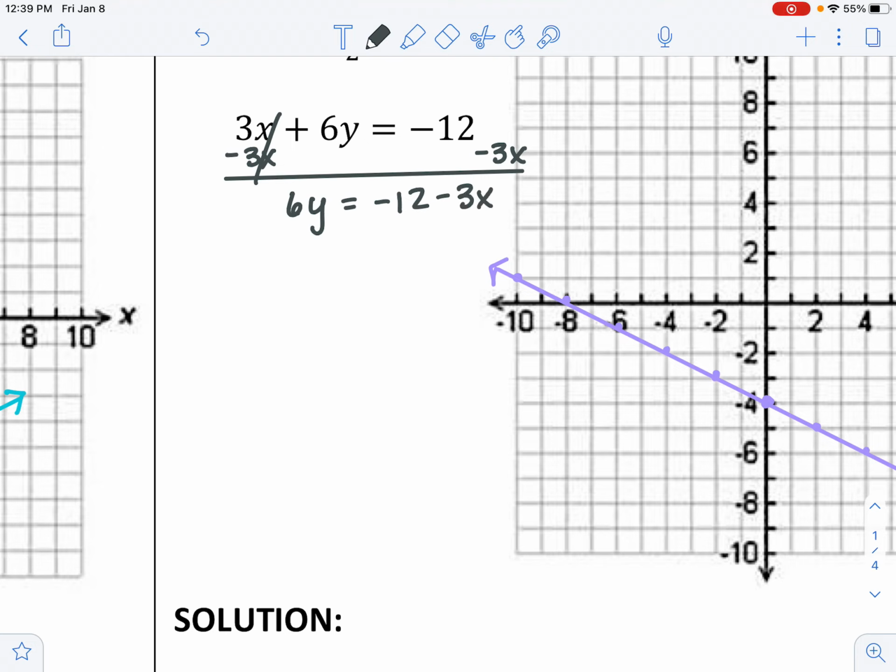Then we're going to divide every term by 6 to get y by itself. And then I'm going to rearrange it so it's in slope-intercept form. So 6 divided by 6 is 1. That's what we want, 1y equals, and then we've got -2 minus 1/2 x. And I'm going to go ahead and switch those around and write it as -1/2 x minus 2. Here's my slope, and then my y-intercept is the point (0, -2).